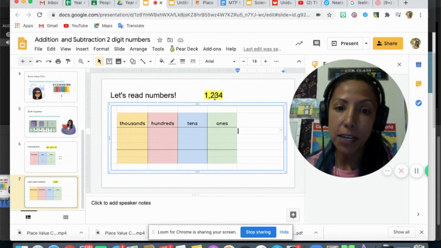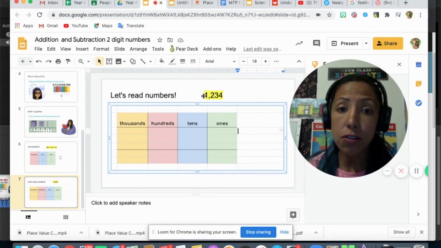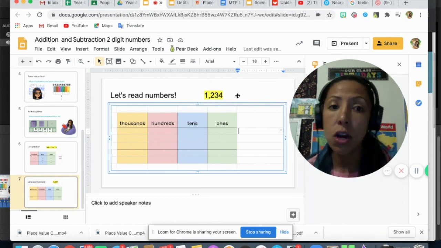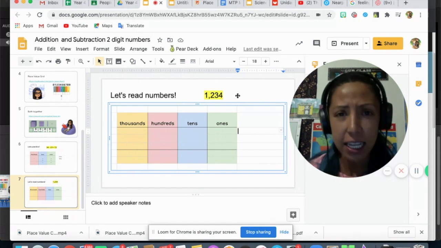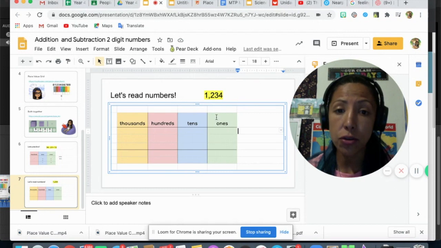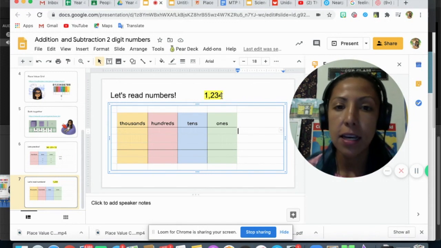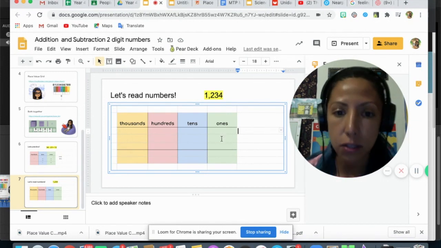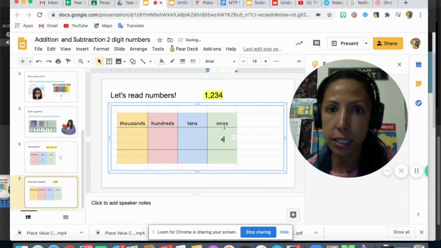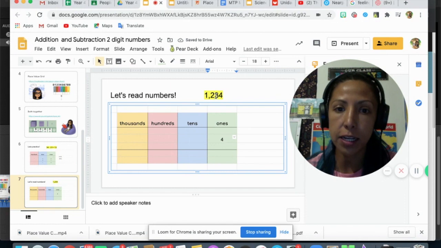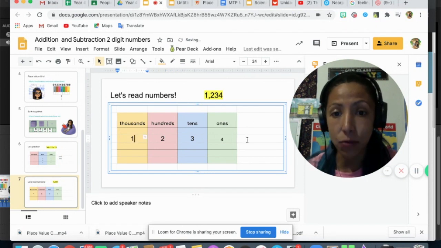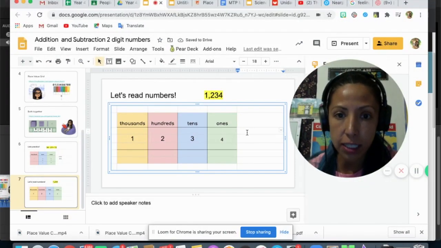Well, some of you may find it very easy. Maybe for you it's very easy to say that this number is 1,234. But maybe you think, oh, this is very tricky. So you're going to make your own grid and you're going to place the number in the right place. Remember, we always start with the ones. So the number 4 is in the ones place. So 4 here. Then the 3 is in the tens. The 2 is in the hundreds. And the 1 is in the thousands. So then that will be easier to say what number this is.